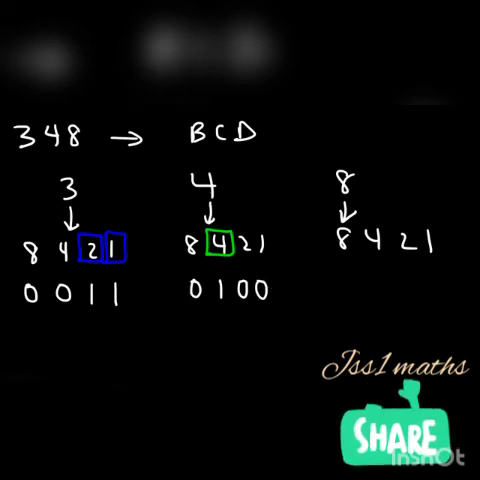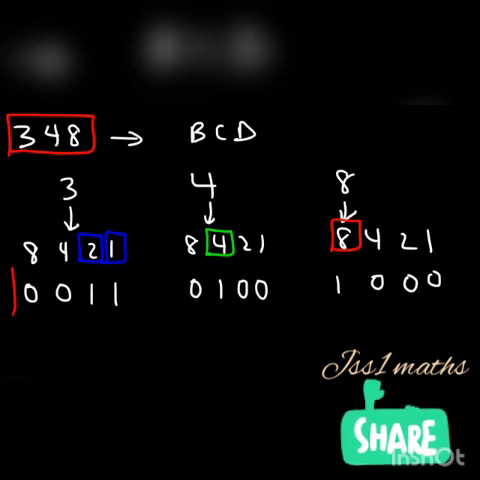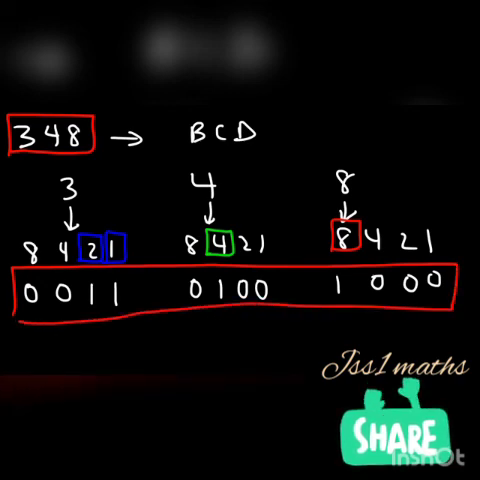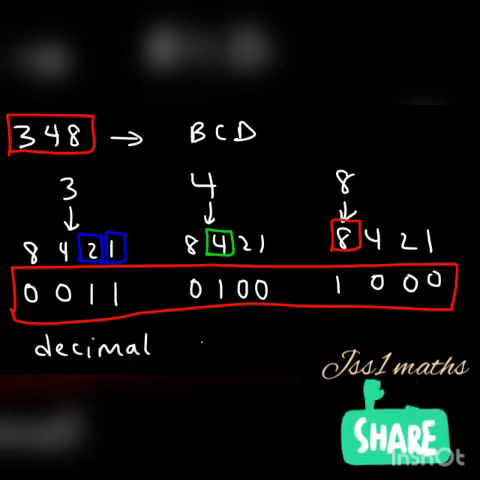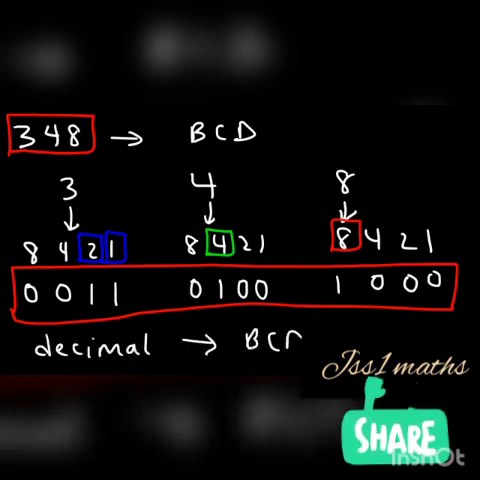Now for the last one, we only need to use an 8. So we're just going to replace that with a 1. So 1, 0, 0, 0 correlates to 8. So 348 is equivalent to the binary coded decimal 0, 0, 1, 1, 0, 1, 0, 0, 1, 0, 0, 0. And so that's how you can convert a decimal number into a binary coded decimal.